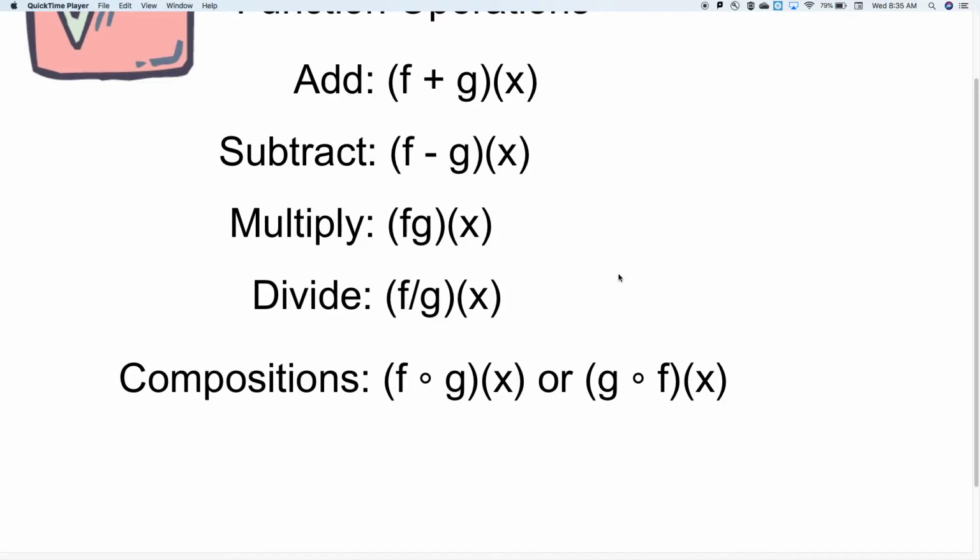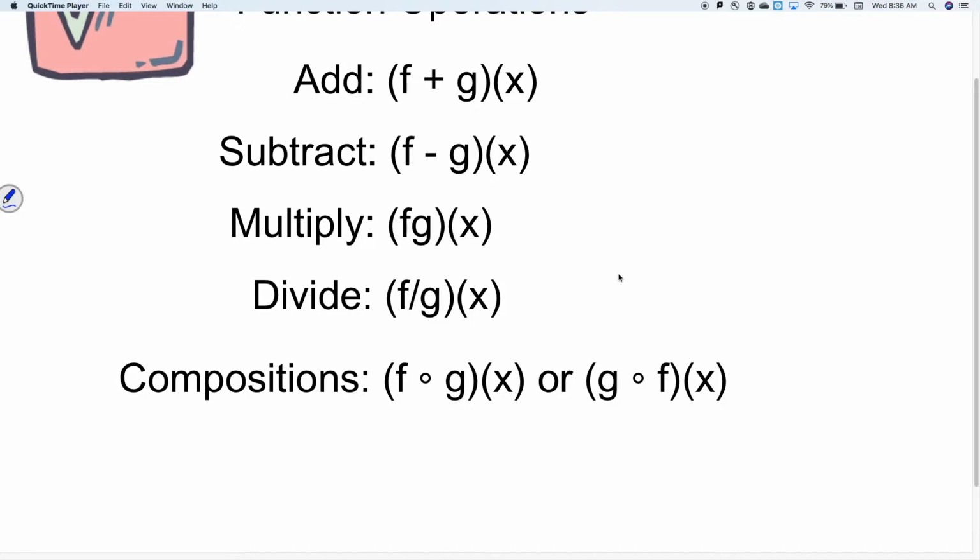So the important thing to remember about each of these notations when you see them is they are like function notations. So that x that's in the parentheses in the back is not like times x, right? That's just part of the x that's in function notation.